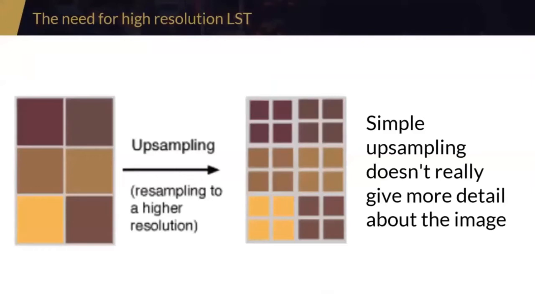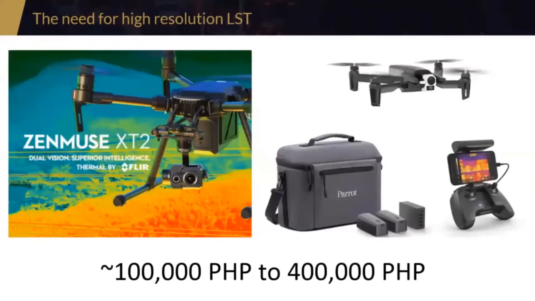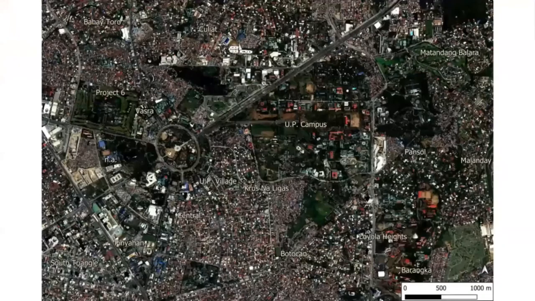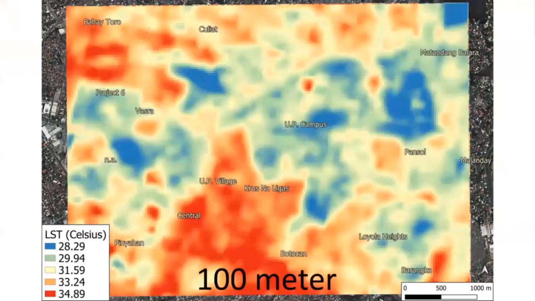Now, why don't we just upscale the 100-meter resolution? Upscaling doesn't really give more detail about the image. It will just occupy more disk space because of the increase in pixel number. What we need is to create data straight from the original resolution. On the other hand, technologies such as the thermal cameras mounted on drones are expensive, and their area coverage is only limited. Also, data cannot be gathered quickly, unlike when using satellite images. This part here is where we develop our machine learning model.